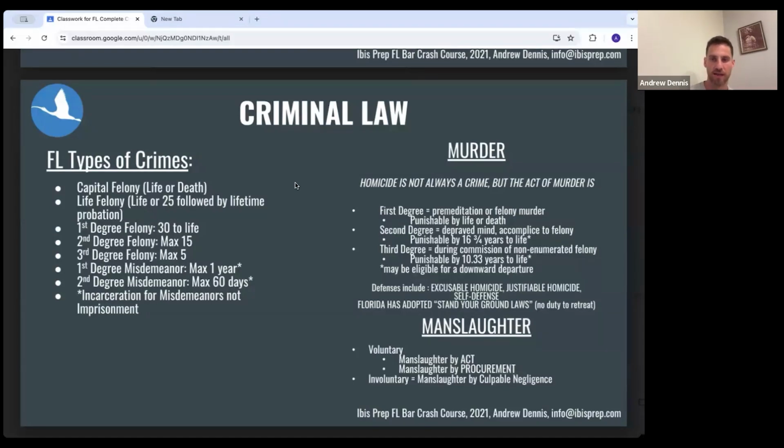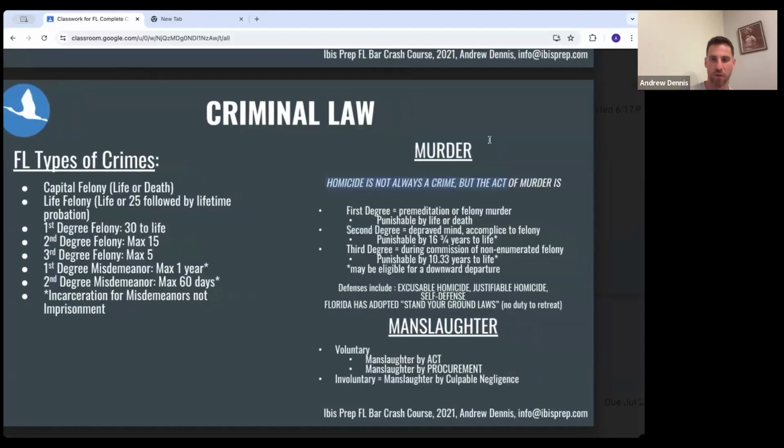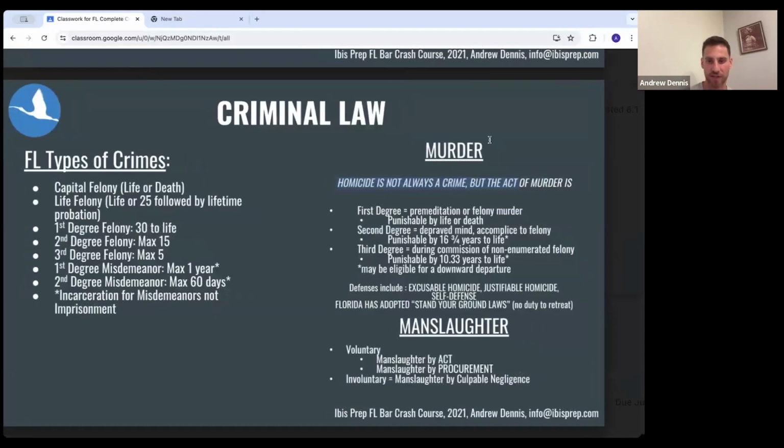So I like this statement right here. Homicide is not always a crime, but the act of murder is, right? Like there's excusable homicide for sure. And not all homicides are murder, right? But all murders are homicides because a homicide could be manslaughter or something of that nature.